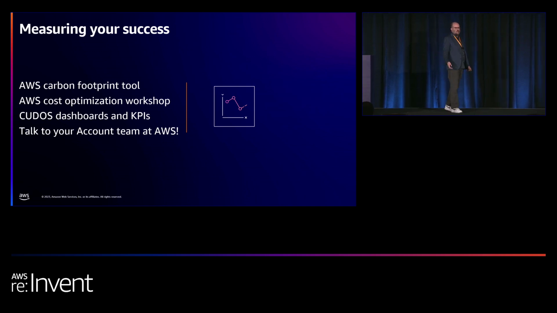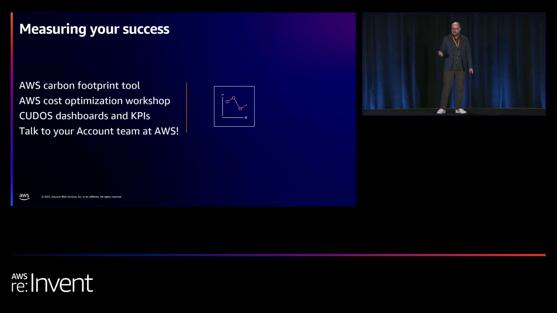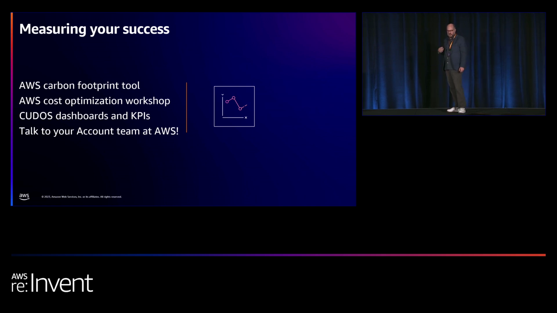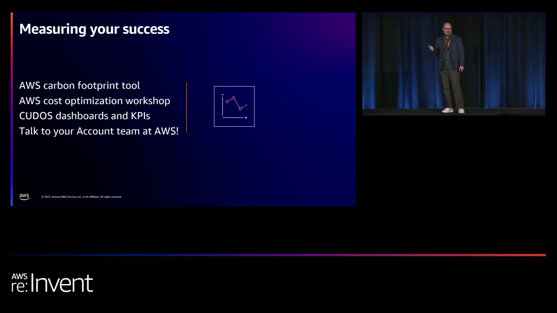Kudos dashboards or cloud intelligence dashboards are another thing that you can install in your AWS account. It's relatively simple to do. You can do it on your own through some instructions we have on our website or work with your account team to get that going. And they'll give you all sorts of charts and graphs, all kinds of data, ways to set KPIs, ways to track your progress, both around cost and emissions.